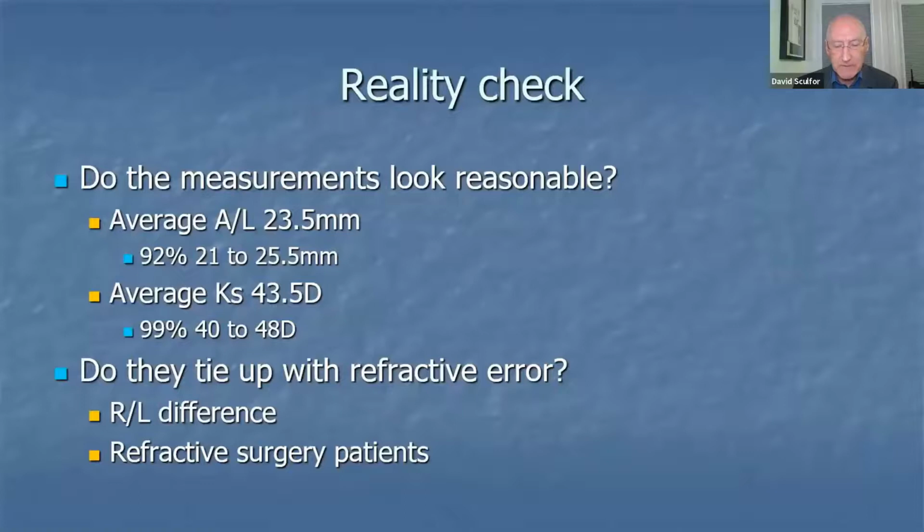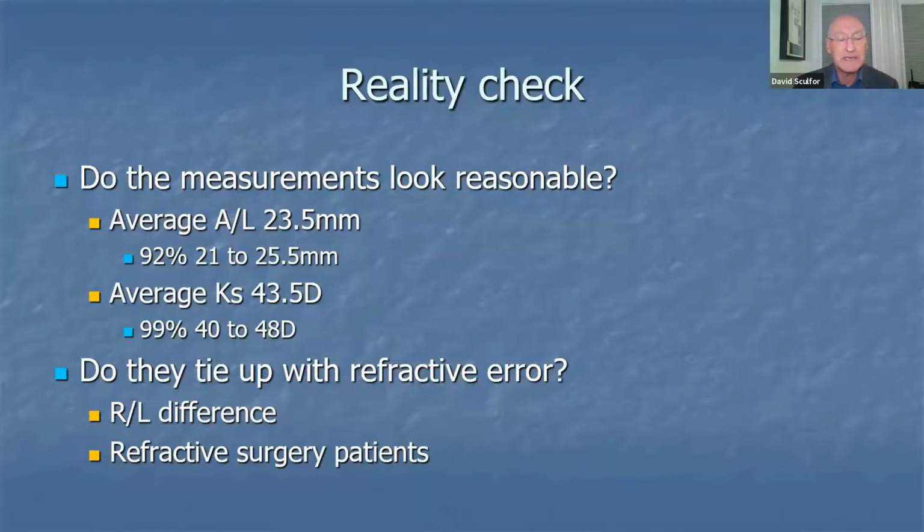And finally, it's what I call the reality check, which is where you're just simply stopping to say, these measurements look reasonable. You know, is this an average eye? Is it very long, very short? Does that tie up with what I'm seeing with the patient's glasses? Similarly with the keratometry values. And the particular question is, do they tie up with the refractive error?